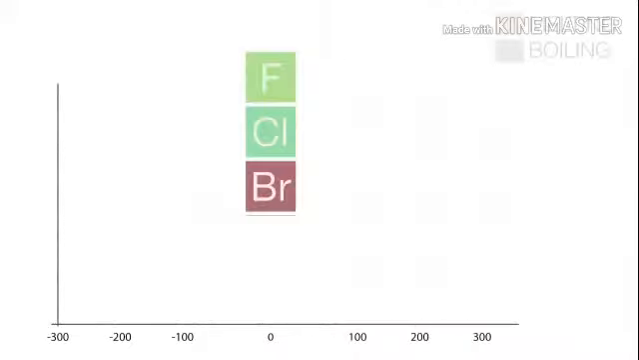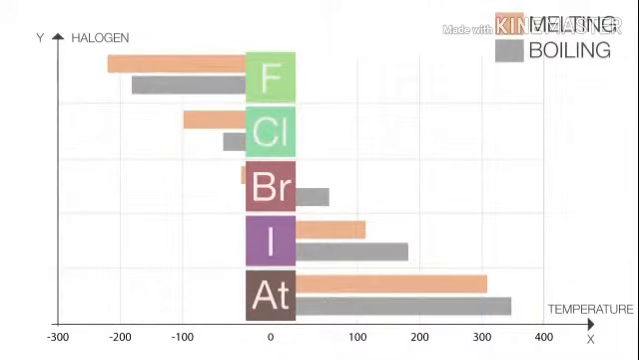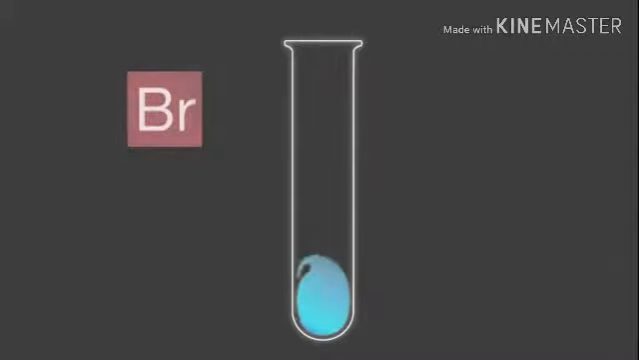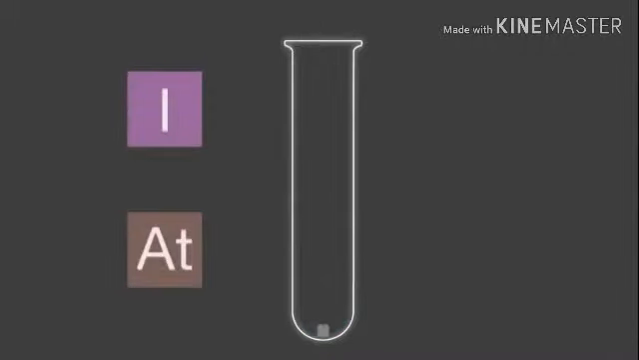As a consequence, melting points and boiling points and their density also increase. To illustrate this, fluorine and chlorine are gases, bromine is a liquid, and iodine and astatine are solids.